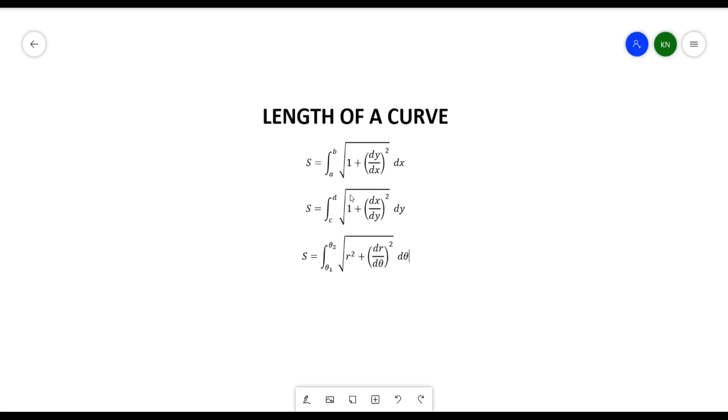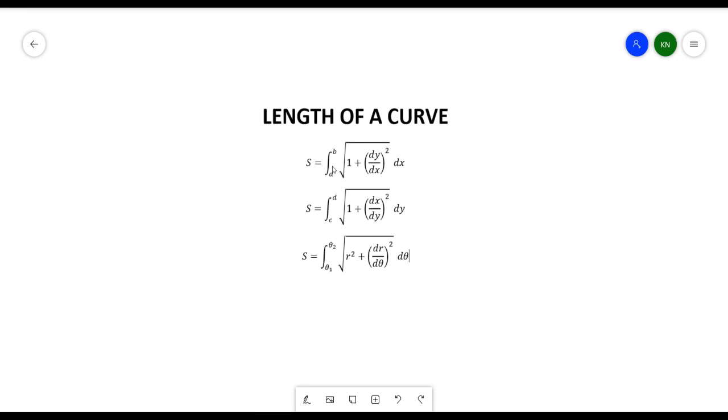Hello everyone, so in this video we will be discussing the length of a curve. So we have here the equations for the length of a curve. Basically, as you can observe, they are just similar. However, the first equation is used when you are finding the length of a curve with respect to x, and the second one is when you are looking for the length of a curve with respect to y and with respect to theta, or the angle.